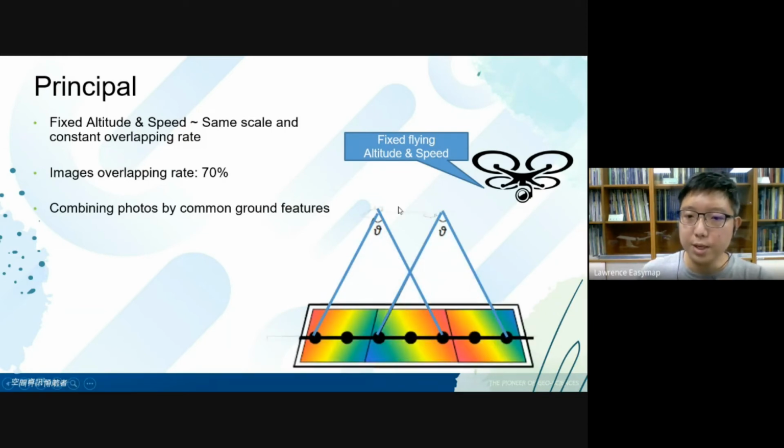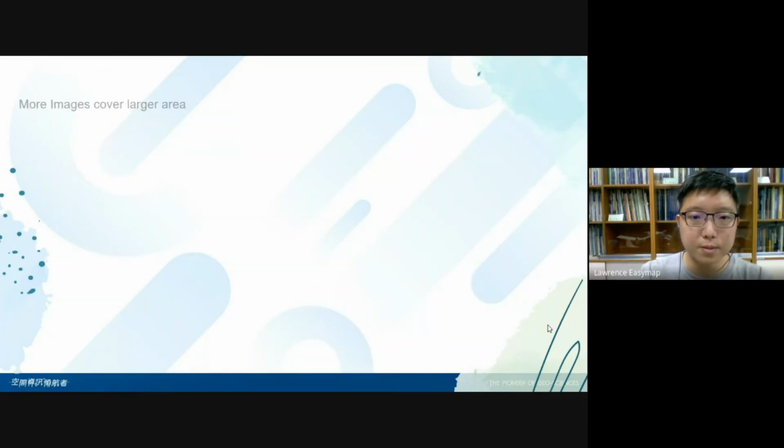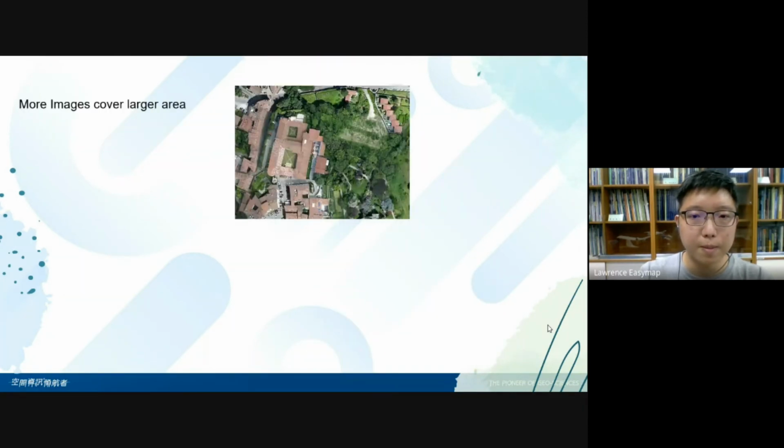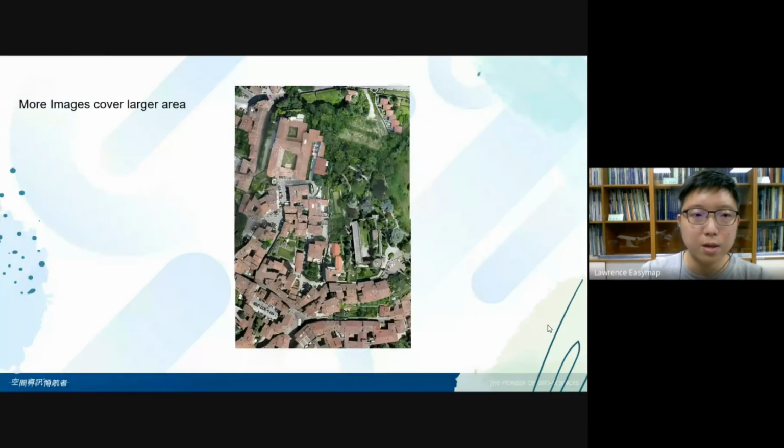Okay, so as you can see here, the drone flies across in this way. The first picture, the second picture and the third picture have the same scale, and the computer can combine them one after the other. I think it is very easy to understand.